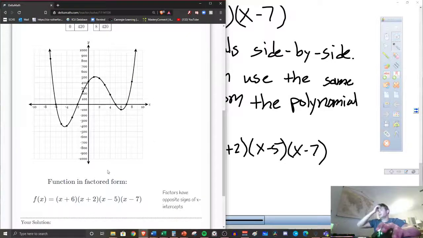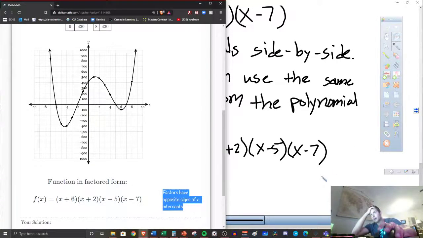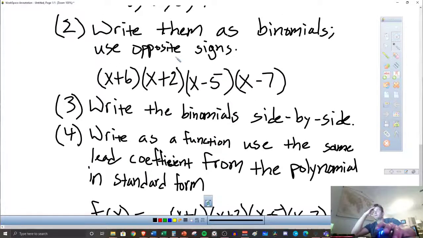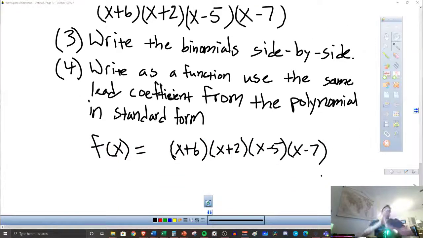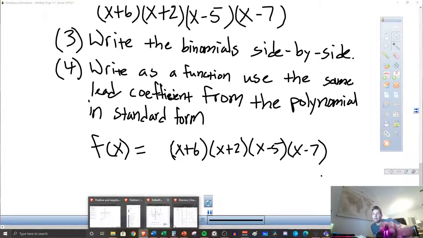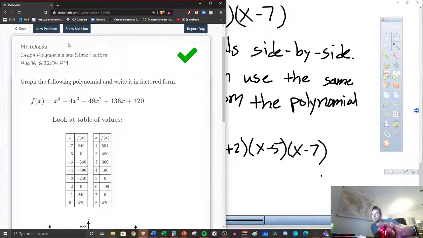So again, the factors have opposite signs of the x-intercept. That's the rule that we talked about here: use opposite signs. If you would, go ahead and underline that. That's mega important for you to remember. Okay, use the opposite signs. Good. All right, we made good progress here. Let's continue with the next part. All of that is going to be practiced in your Delta Math assignment, by the way, so make sure that you get some practice with doing that.